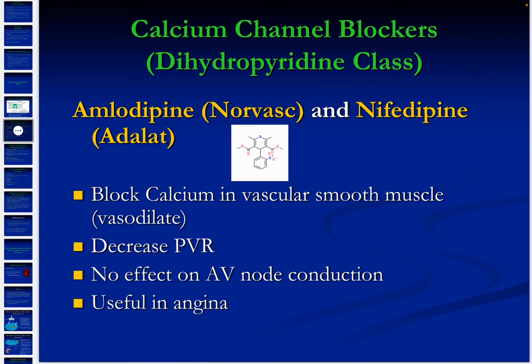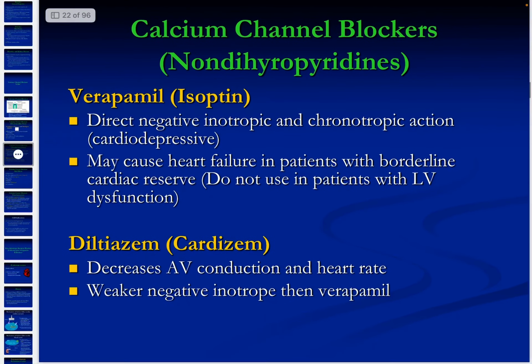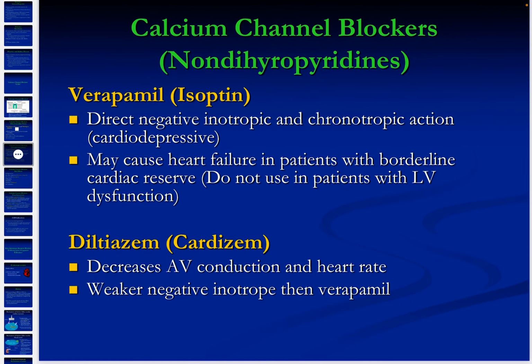Sure, how can we have a decrease in peripheral vascular resistance? We talked about amlodipine and nifedipine. They don't affect the heart. They mainly target L-type calcium channels that are in the vasculature, as opposed to what? The non-dihydropyridines. We're going to talk about them as a group as well.